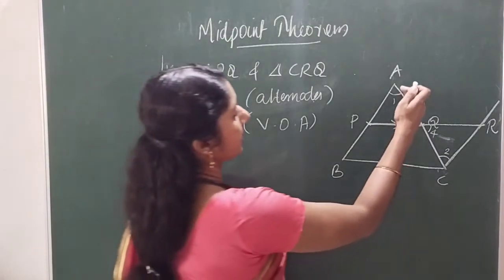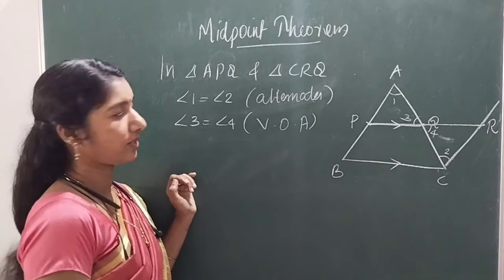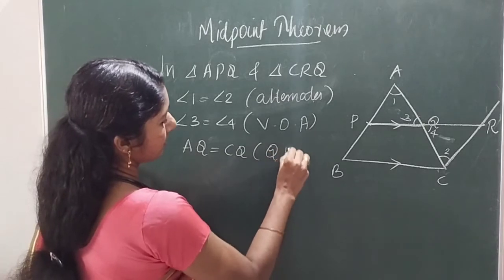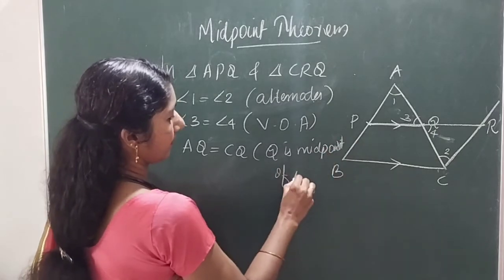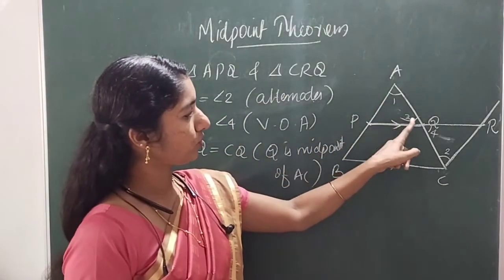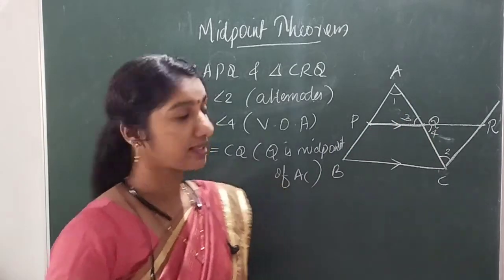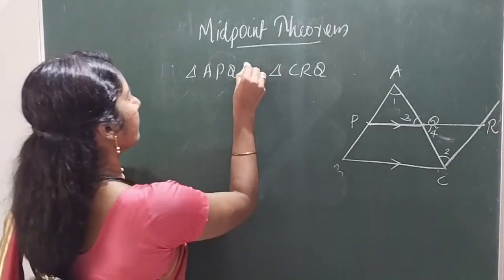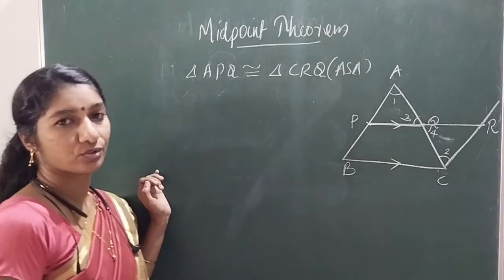Then what can you say about the line segments AQ and CQ? See, AQ and CQ, they are the corresponding sides actually. Q is the midpoint, no? So AQ is equal to CQ. What is the reason? Q is the midpoint of AC, given. So by using these three pieces of information, two angles and the included sides are equal in these two triangles. So by using ASA criteria, we got the two triangles as congruent.